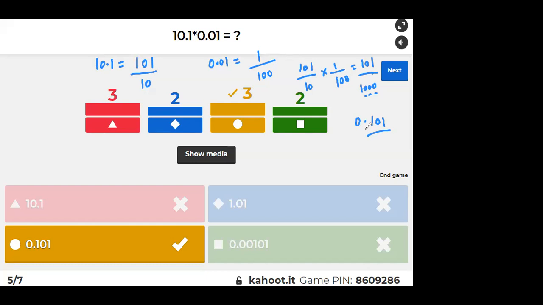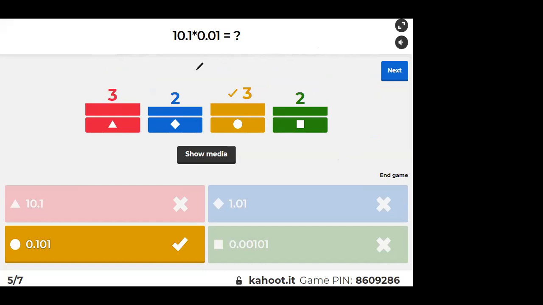Okay, I will tell you a shortcut also. This is the method. You should write it down. Either you can write it down now or after the class, after watching the video during revision. Now the shortcut is this. Calculate the number of digits right after the decimal. Here, how many digits? 1. Here, 2.